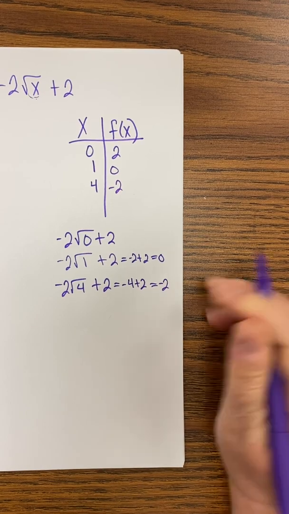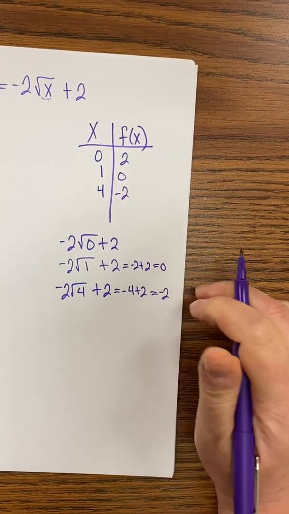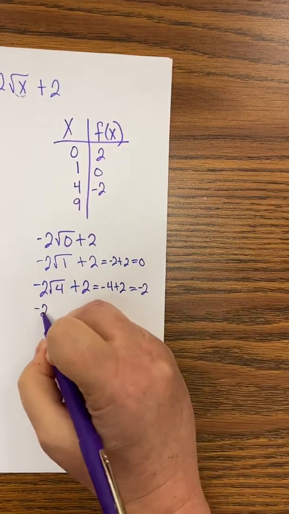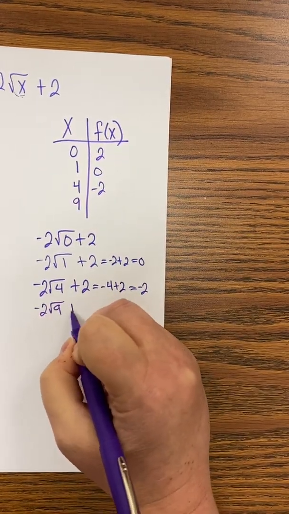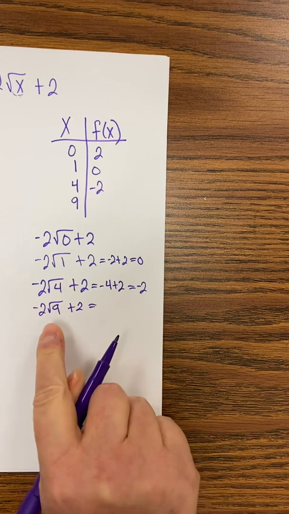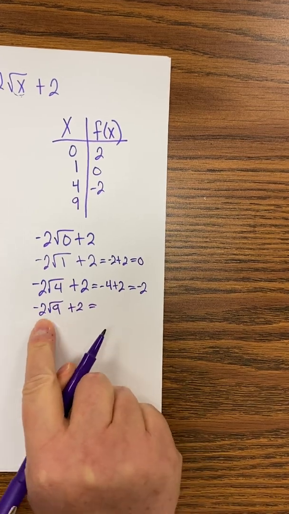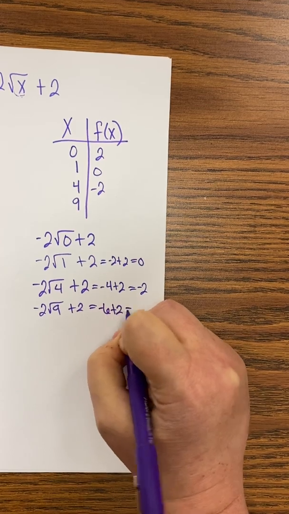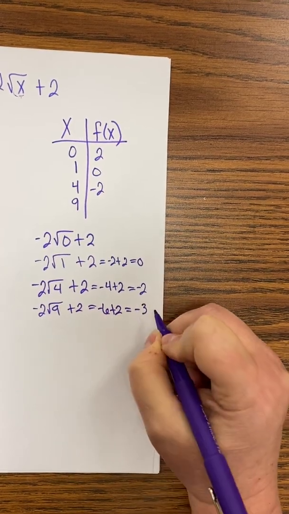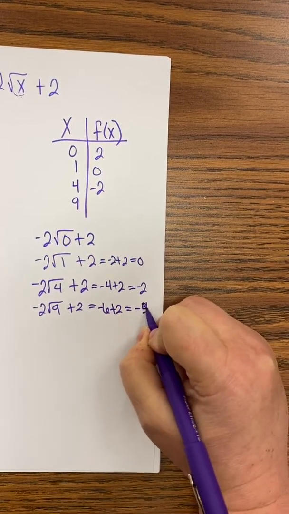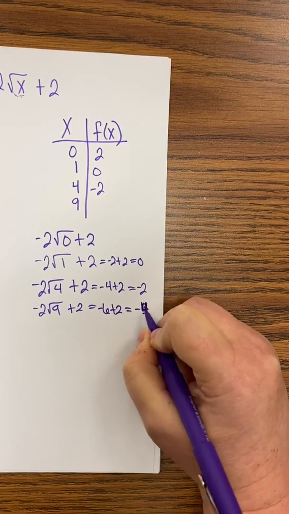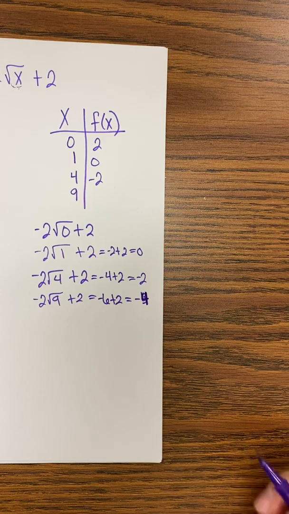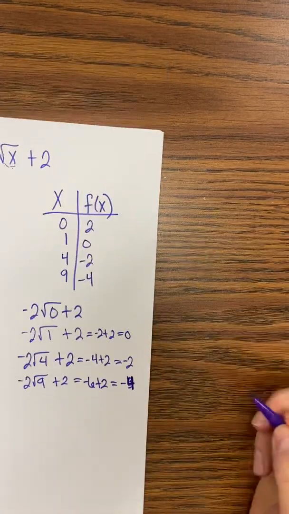So then last one, next perfect square up is 9. So put your 9 in to that function. So then square root of 9 is 3. 3 times -2 is -6. -6 plus 2 is -4. All right, so you've got your points.